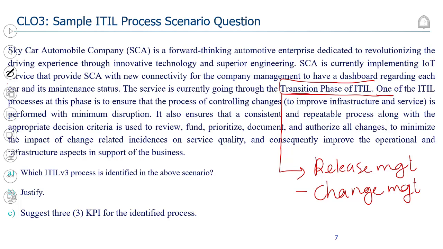So okay, we carry on. One of the processes in this phase is to ensure that the process of controlling changes to minimize impact is followed. It also ensures that a consistent and repeatable process along with the appropriate controls is used to review, prioritize, document, and authorize all changes. Okay, so you can see we're talking about authorization of changes. So definitely it is change management.